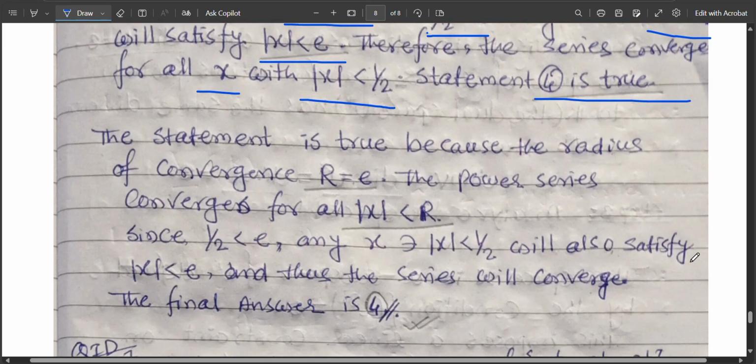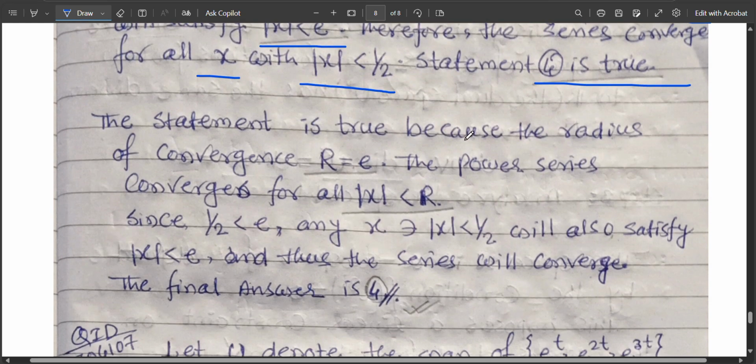The statement is true because the radius of convergence r is equal to e, so the power series converges when mod of x is less than r, that is, mod of x is less than e. Here mod of x less than 1 by 2 is less than e, so any x such that mod of x is less than 1 by 2 will also satisfy mod of x less than e, and thus the series will converge. So the final answer is option 4. That's it.